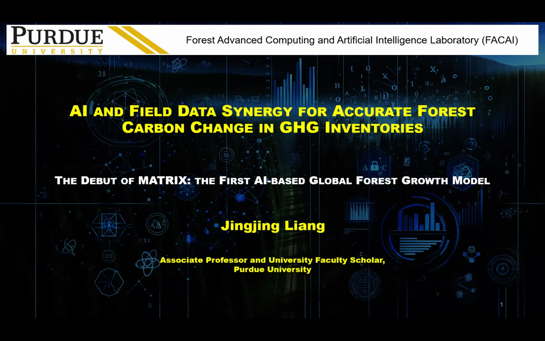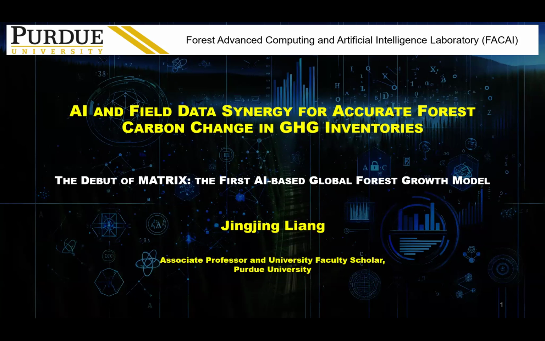We are going to change gears a little bit and talk about how we can make use of field data, namely forest inventory data, together with artificial intelligence, to strive for accurate forest carbon change estimation for the greenhouse gas inventories.